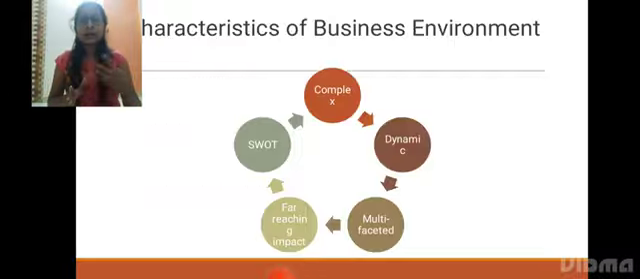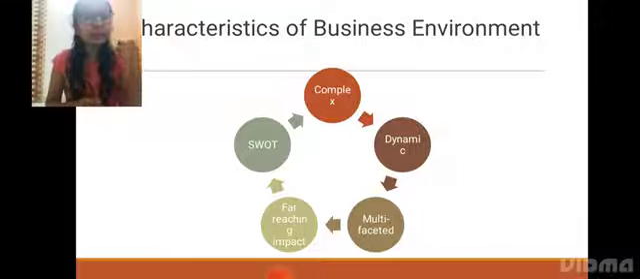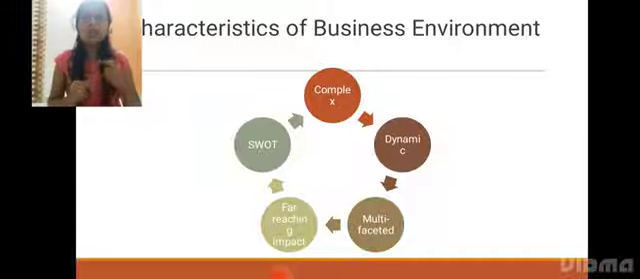So what are some characteristics of business environment? The first one is complex. Business environment is very complex. You have to identify what kind of environment is there whenever you're thinking to open any kind of business, because environment is changing day by day. You have to adapt to those changes if you want to sustain in the market.